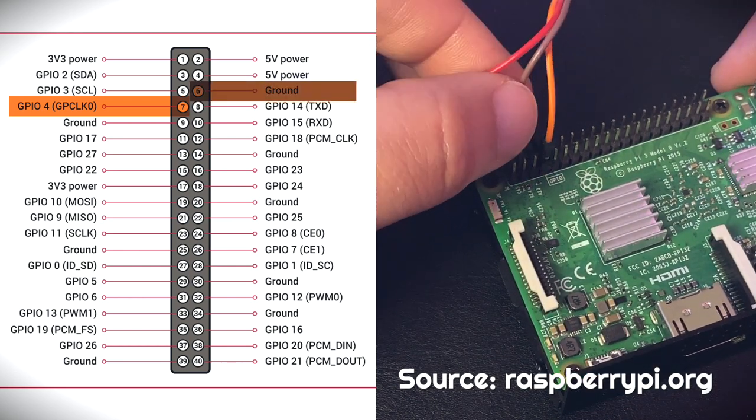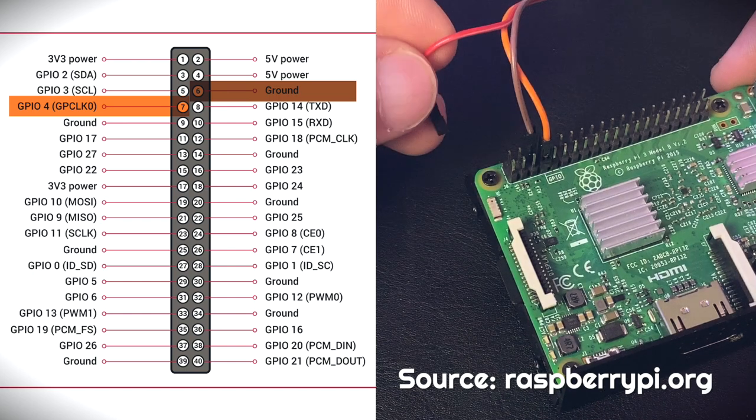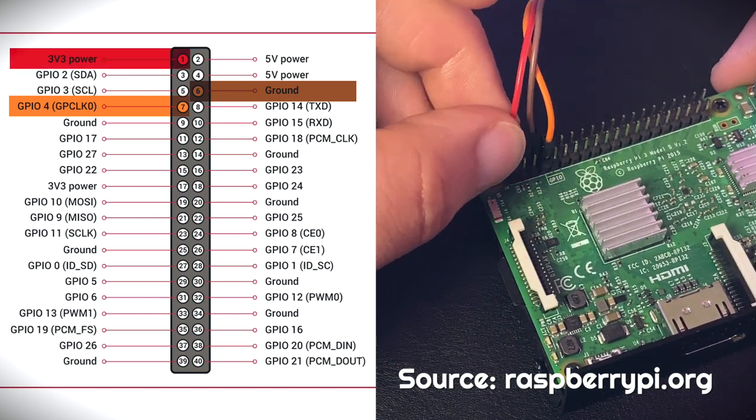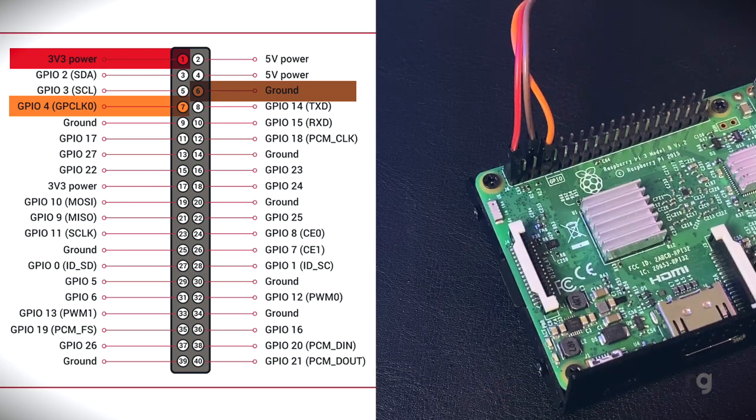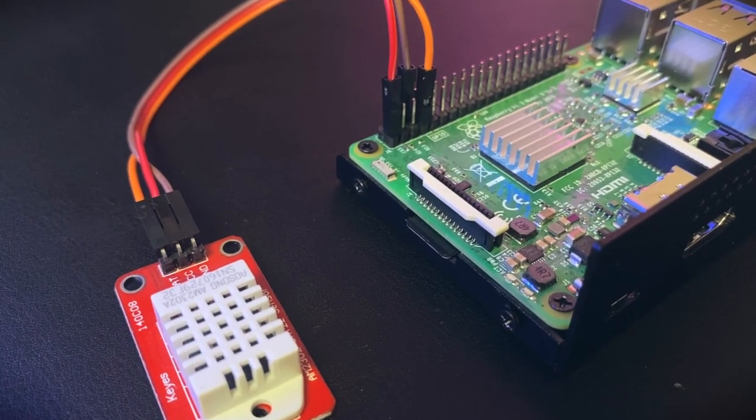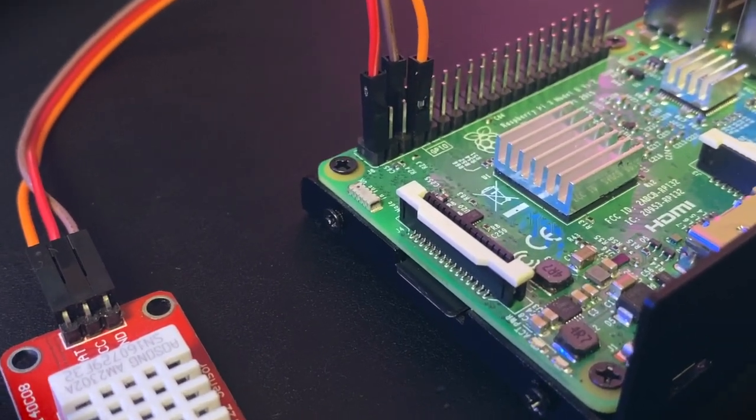As you can see here, we are going to connect the orange cable to the GPIO port 4, which is actually pin 7. We connect ground to pin 6, and we connect the red cable to pin 1, which is 3.3 volts. Yeah, that's basically it.